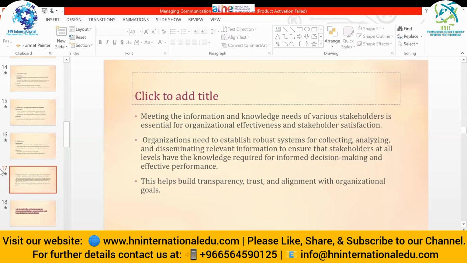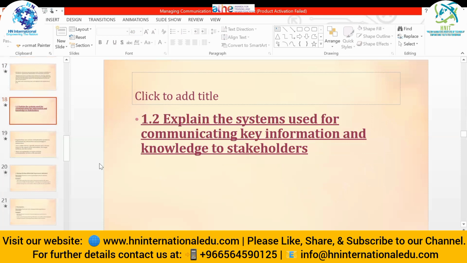When the stakeholders have enough information and knowledge about each and every aspect, what is happening in the organization, outside of the organization, what our rivals, competitors are doing, then decision taking and making gets way too easier. Then we have assessment criteria 1.2.